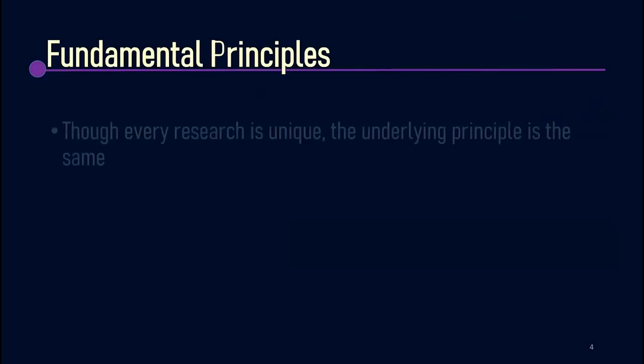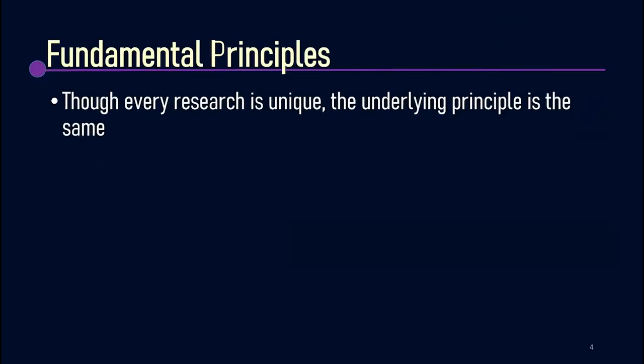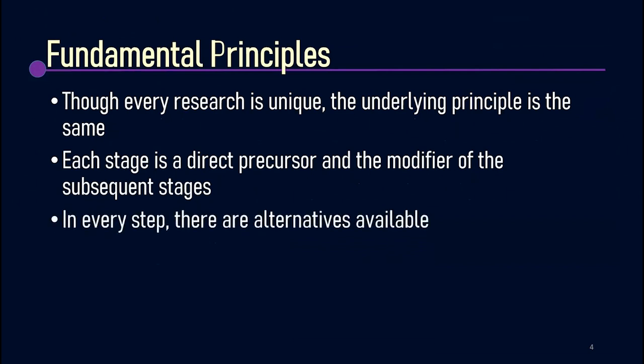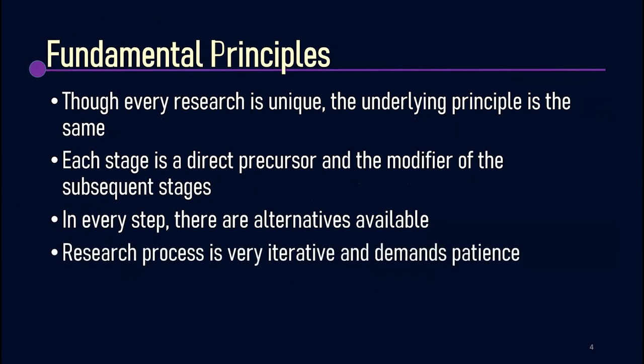So let's talk about the fundamental principles of the research process. Though every research is unique, the underlying principle is the same. Each stage is a direct precursor and a modifier of the subsequent stages. In every step, there are alternatives available, and as good researchers, we should be aware of the alternatives. And this research process is very iterative and demands patience.